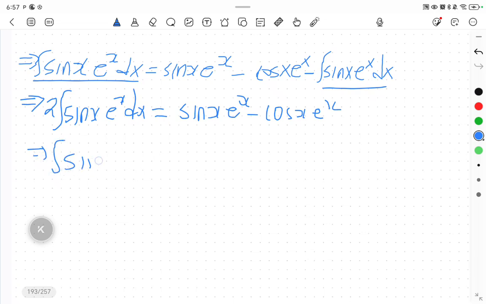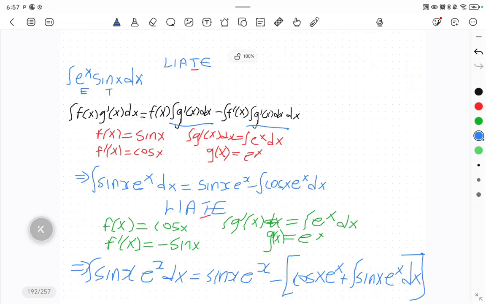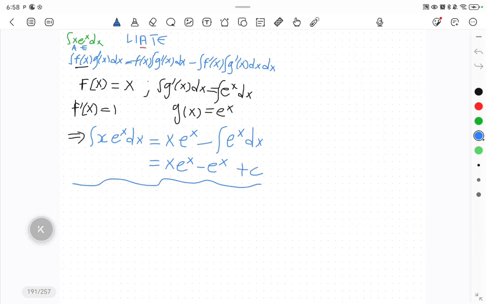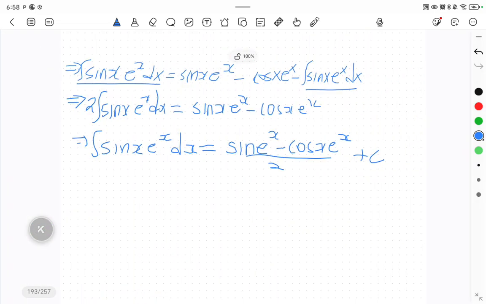Integral of sine x e to the x dx, which is also sine x e to the x minus cos x e to the x over 2 plus c. You see, right? Did I add c on that one when I was done? Oh, this one I was not, where is it? That one, yeah, plus c I did add. You see, right? Any question?